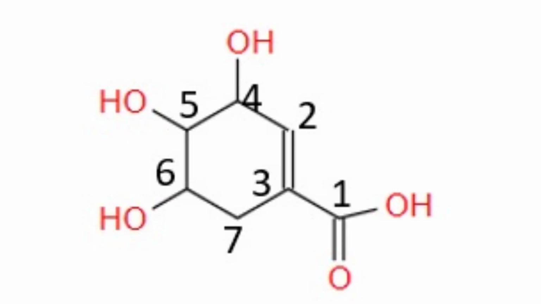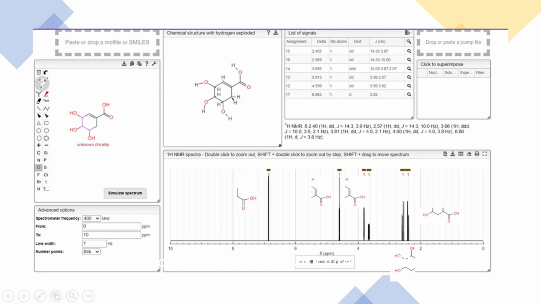For this structure, it has seven H atoms with different environments. So this is the first one, second, third, fourth, fifth, sixth, and seventh. So how to perform this structure for NMR? Firstly, you need to draw your structure and identify how many H with different environments it will have.